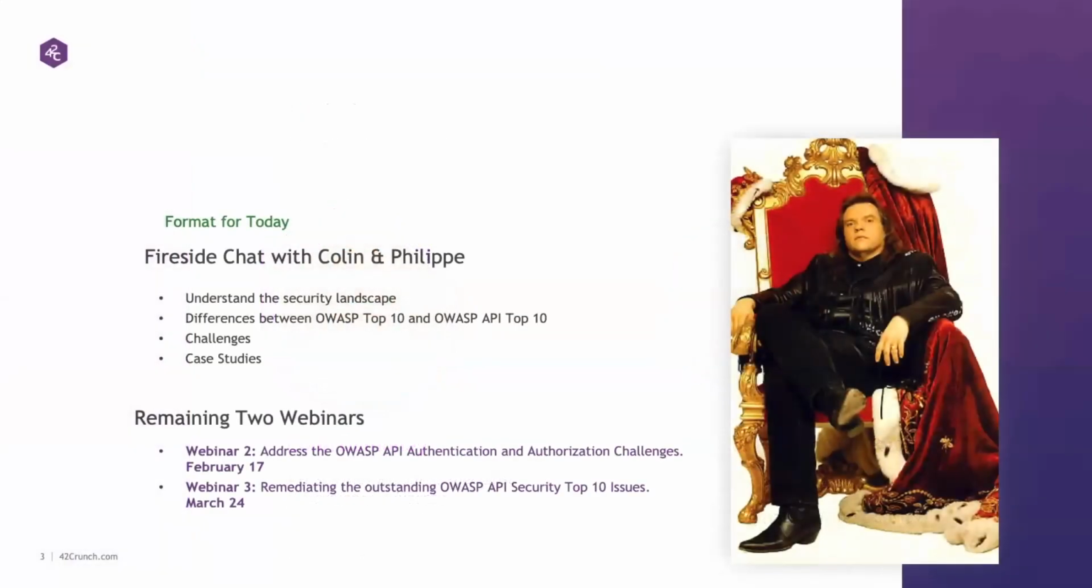Just a little bit about the format for today. The first session today is very much a fireside chat, very conversational, very interactive. We're hoping to encourage everybody to submit questions. So, we're going to invite you to submit via the Q&A. So please feel free to do so. The focus for today will be very much understanding the security landscape, understanding the differences between the traditional OWASP top 10, which many of you are probably familiar with, and the more specific API top 10. What are the key challenges? And indeed, we look at some case studies.